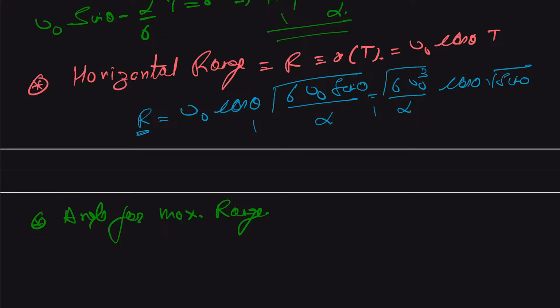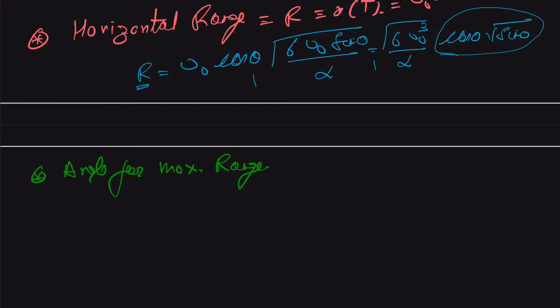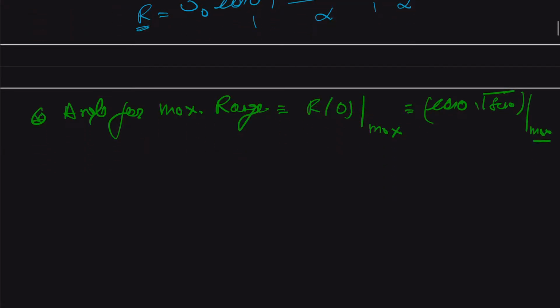So it means our range is dependent upon this trigonometric function. So, for the angle for maximum range, we can write that our R of theta will be maximum, and this is possible when this cos of theta and sine of theta are also maximized. So we are going to maximize this function.